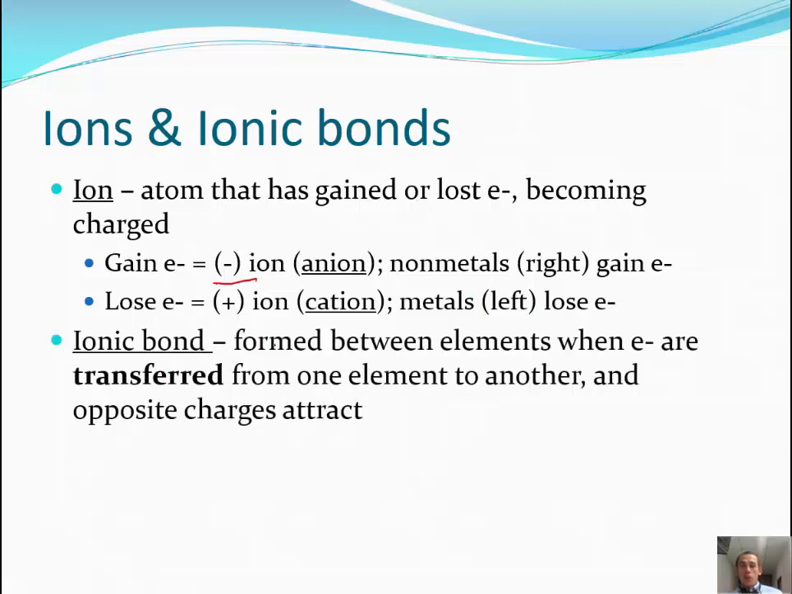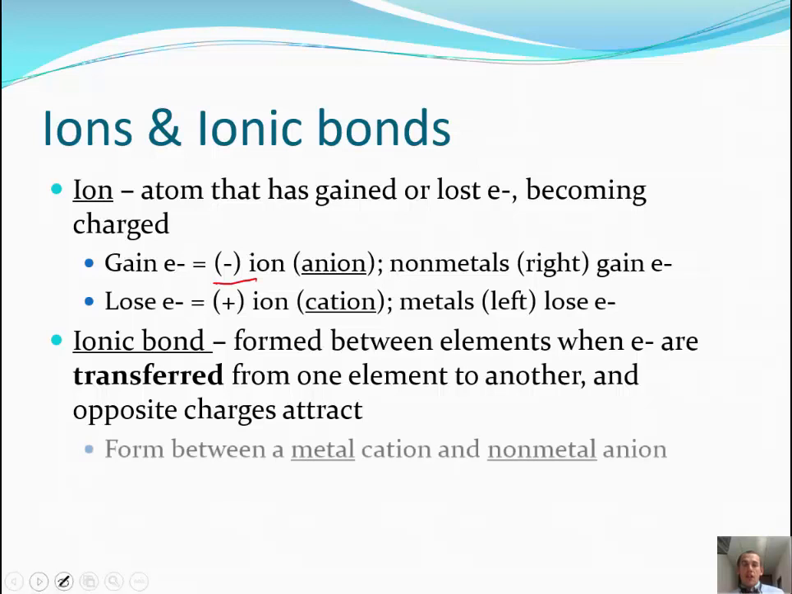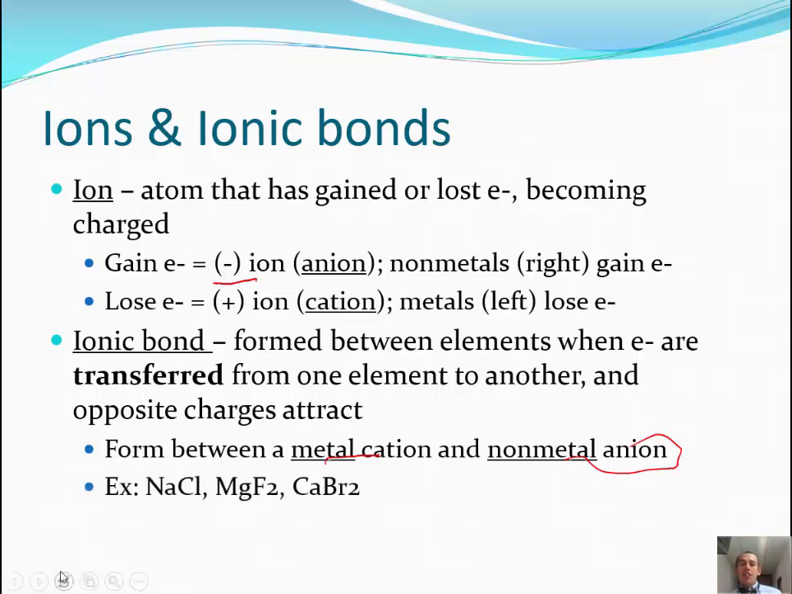An ionic bond forms when an electron is transferred from one atom to another, and then those oppositely charged ions attract and stick together. So these form between a metal cation, because we need a positive, and a non-metal anion, because we need a negative. And they will form up in such a ratio that the two charges cancel each other, and the overall compound is neutral. That does not mean that they're always in a 1-to-1 ratio, though.